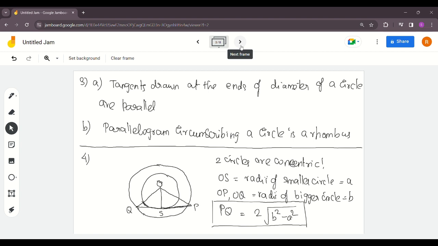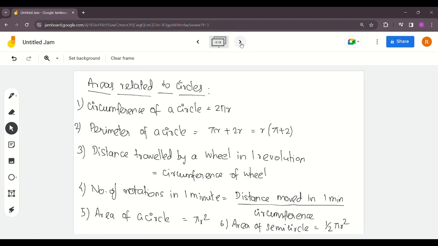Now let us see the important formulas related to areas related to circles. All these are formulas, so I have just given you all the formulas. Circumference of a circle is 2 pi r. Perimeter of a semicircle is pi r plus 2r; r is common here, so if you take r as common, you will get r into pi plus 2. Distance traveled by a wheel in one revolution, rotational motion, is nothing but the circumference of the wheel.